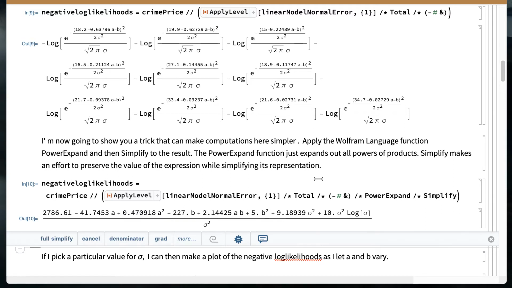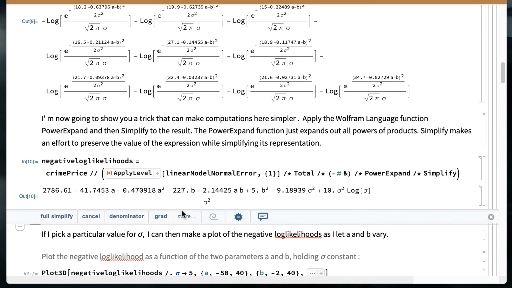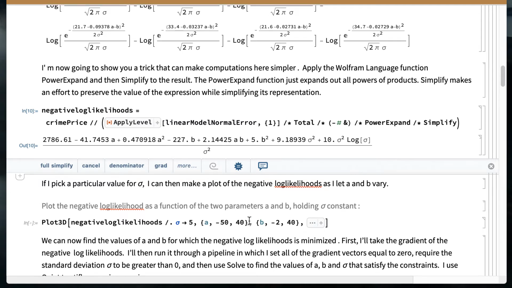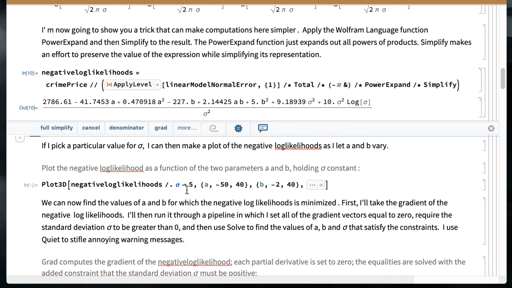So, in fact, if I hold sigma constant, if I just pick some value for sigma, then this now only has two variables in it, A and B, and I can plot them. So let's actually plot the negative log likelihood as a function of the two parameters A and B, and I'll just plug in 5 for sigma, and I'll let A run as shown and B run as shown, and there's some iconized code that there's no need to trouble you with.